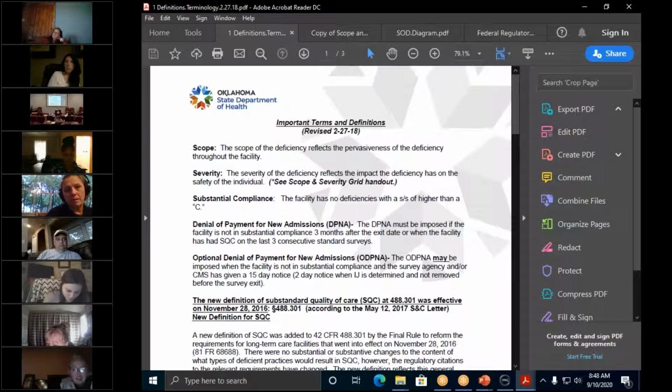However, let's say that they come and do your revisit next week and it's not corrected. The denial of payments for new admissions would kick in today until it was actually corrected, okay? So you'll have to get your deficiencies, submit a POC, correct it, and then when they find that it's corrected and you're in compliance, that's when you can be paid for those new admissions.